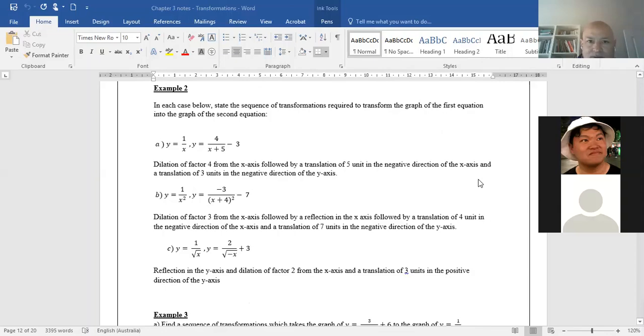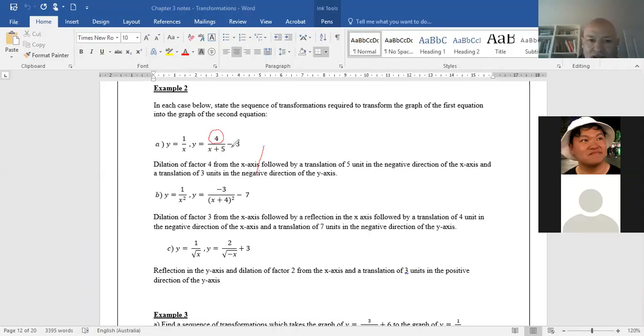Okay, example 2. In each case below, state the sequence of transformations required to transform the graph of the first equation into the graph of the second. So here I'm doing it by inspection. Again, you don't have to do it this way, okay? I've got a dilation factor of 4 here, and that will be from the x-axis. I can see that. You can see it quite clearly, okay?